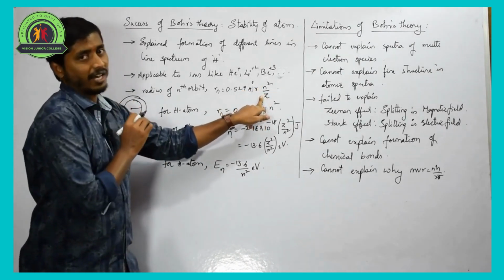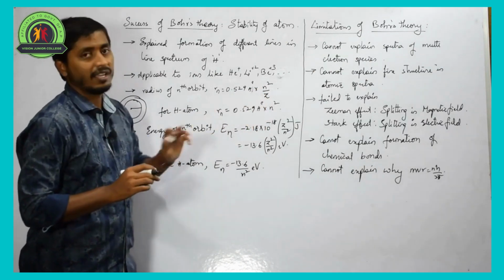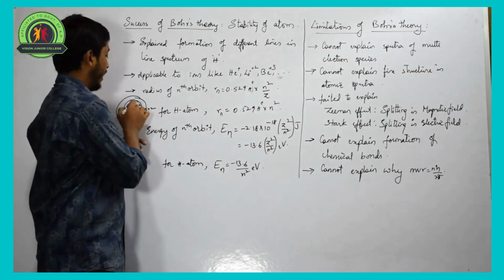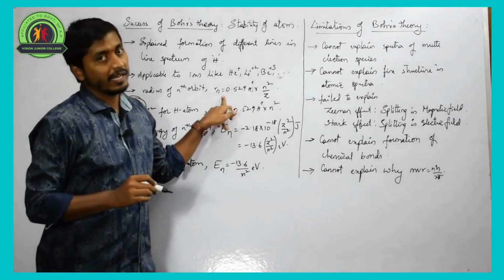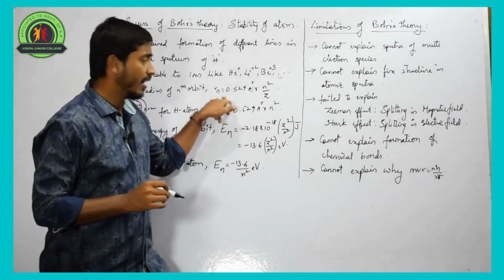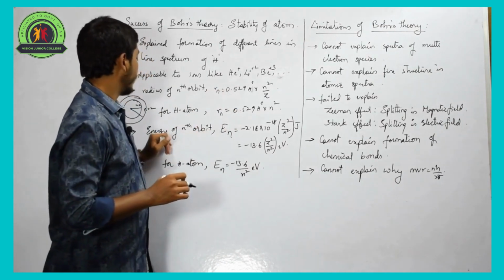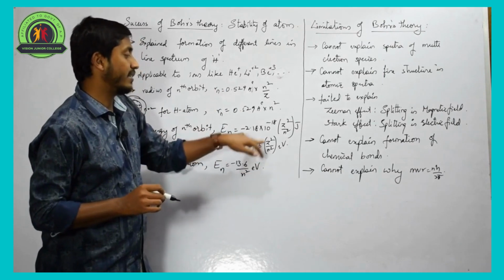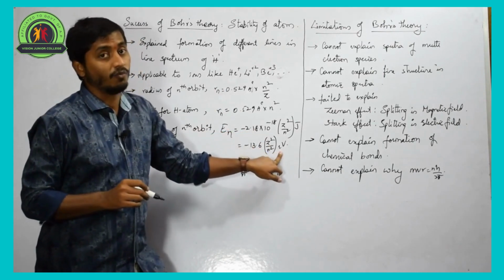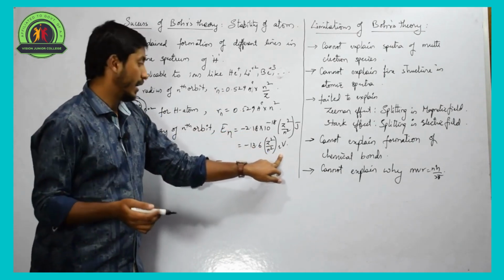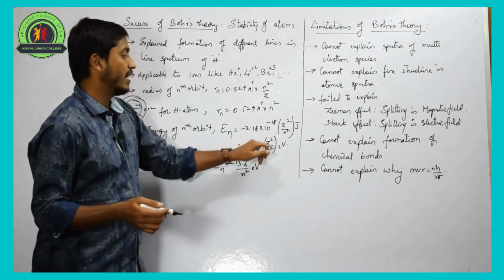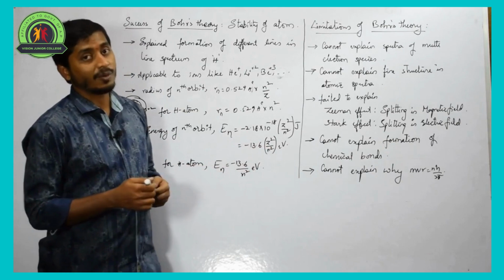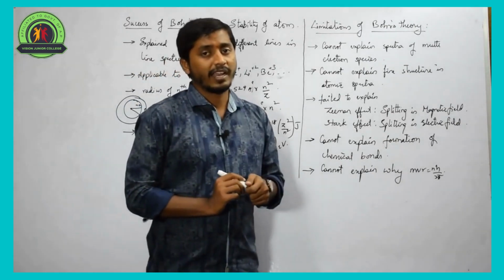If it is a hydrogen atom, Z is obviously 1. If this is 1 and this is 2, we can directly substitute the values in it. Is it clear? And he also explains the energy of an nth orbit, which is given by minus 13.6 into Z square by n square electron volt. Again, if it is a hydrogen atom, Z will be equal to 1, and that will become minus 13.6 by n square electron volts.